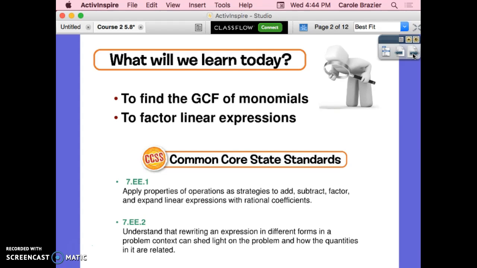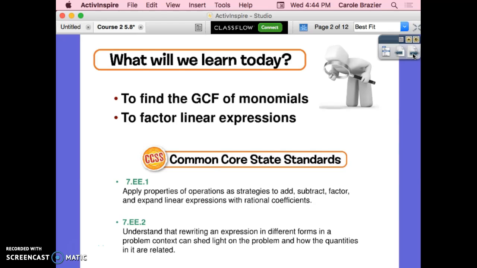Make sure in your notes you have this objective: to find the GCF of monomials and to factor linear expressions. Anytime the video is going too quick for you, make sure you raise your hand and ask to have the video paused so you get all the proper notes that you need.